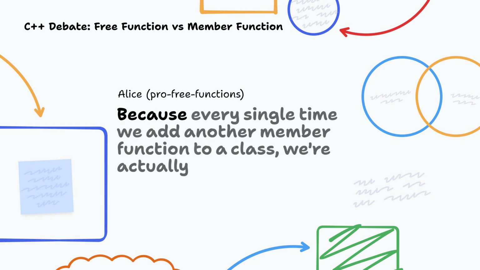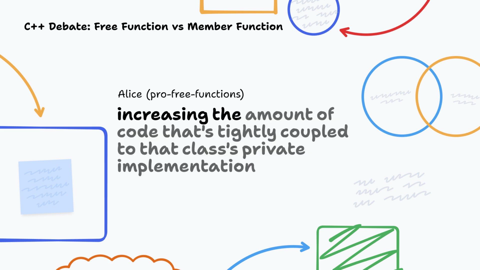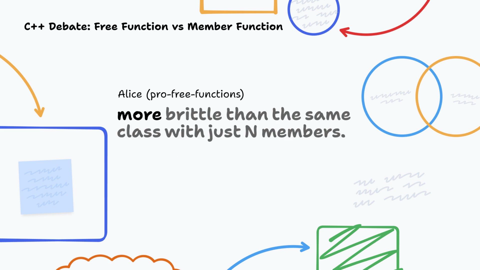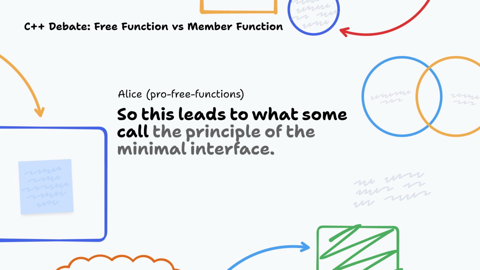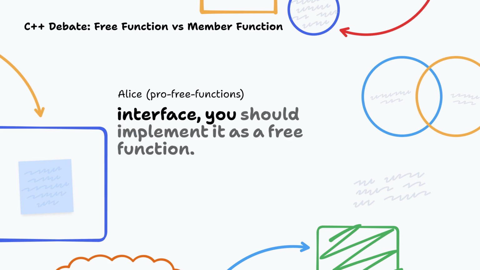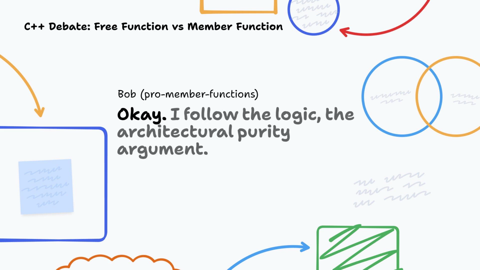It is, right? Because every single time we add another member function to a class, we're increasing the amount of code that's tightly coupled to that class's private implementation details. It sounds counterintuitive maybe, but a class with n+1 members is demonstrably, I'd argue, less encapsulated, more brittle than the same class with just n members. So this leads to what some call the principle of the minimal interface. Basically, if you can implement some functionality using only the class's public interface, you should implement it as a free function.